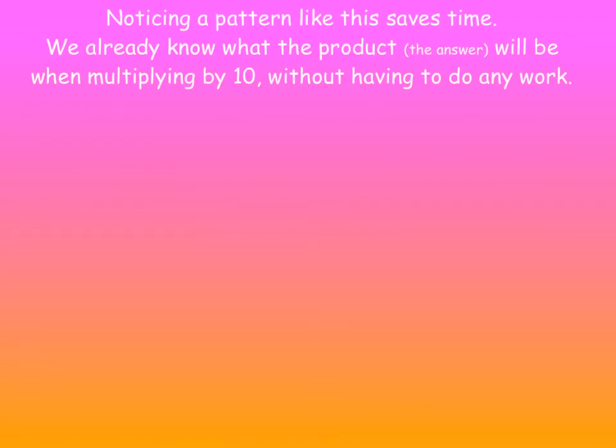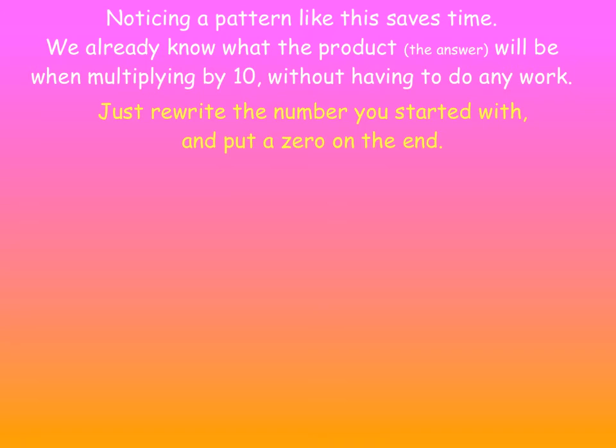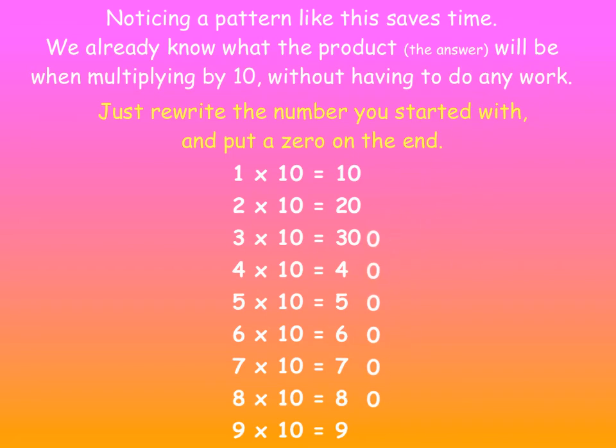Noticing a pattern like this saves time. We already know what the product will be when multiplying by 10 without having to do any work. Just rewrite the number you started with and put a 0 on the end. So 1 times 10, you just rewrite the 1 and stick a 0 on the end. 2 times 10, do the same thing. Start with a 2, follow with a 0. 3 times 10, 30, and, well, you get the idea.